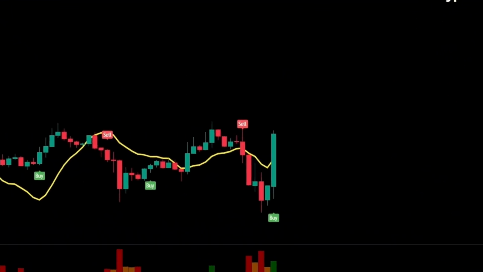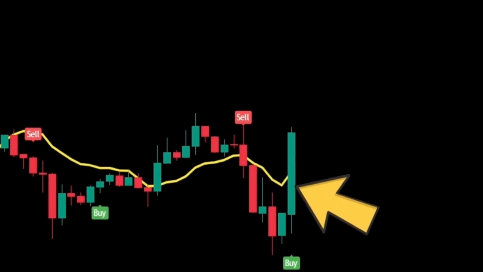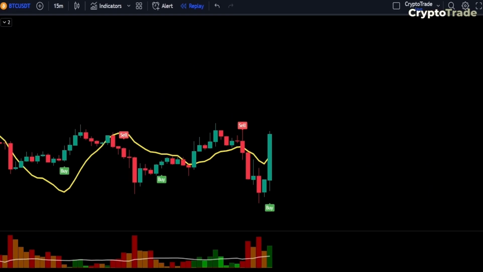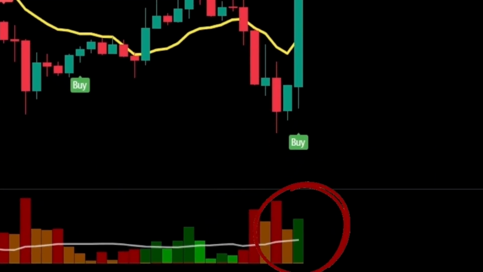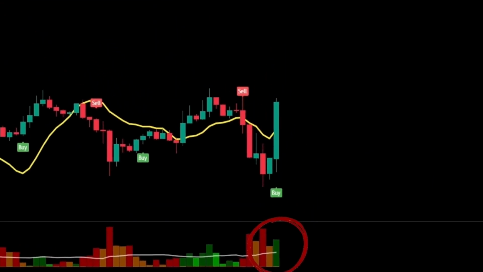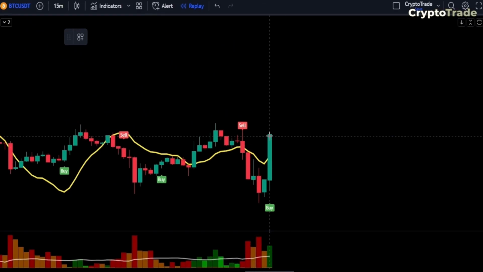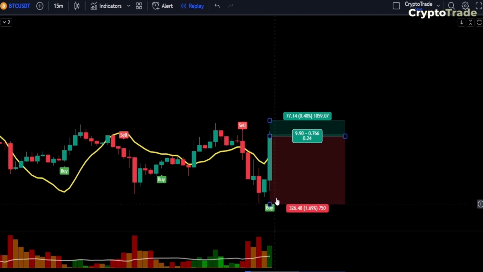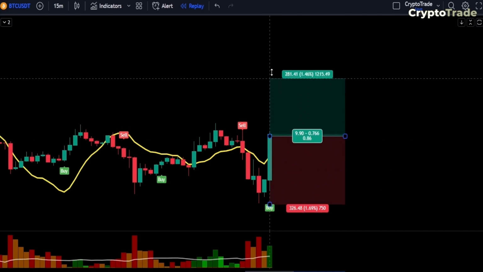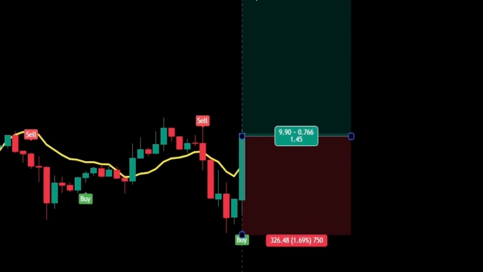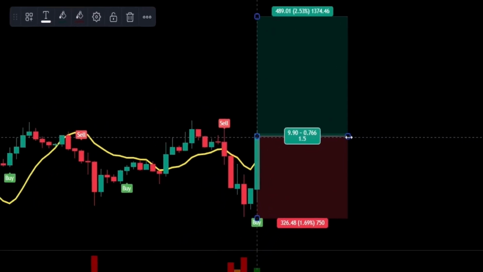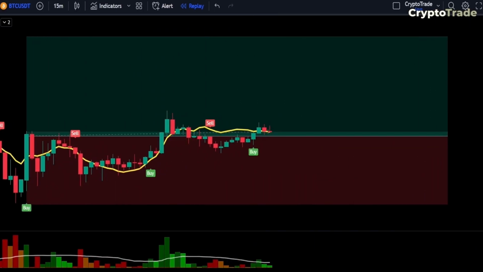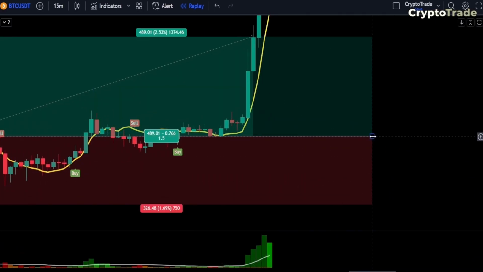For a buy order, the market must be above the ZLSMA line. A green buy signal must appear. The WADDAH ATTAR explosion bar must be green and above the white line. If these conditions are met, place a buy order at the close of the candle. Place the stop loss below the nearest swing low. The risk to reward ratio will be set to 1 to 1.5. I hope you have understood the buying strategy.